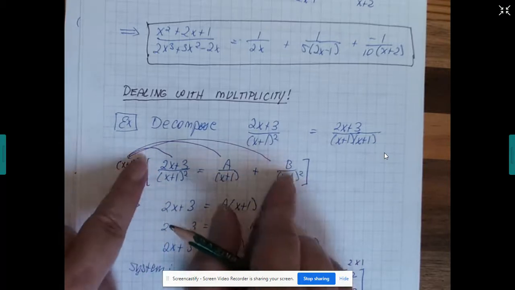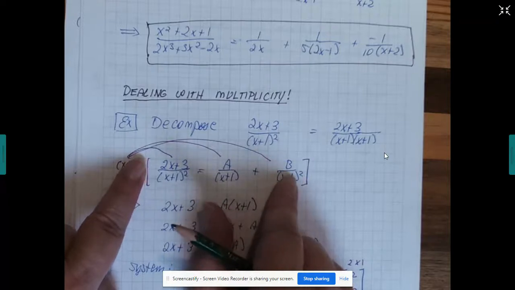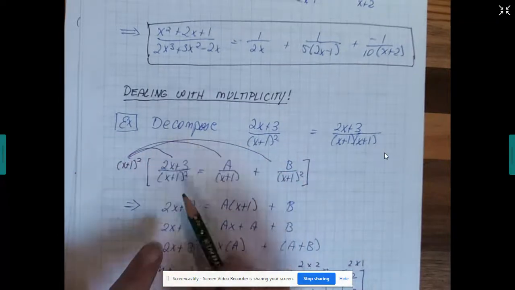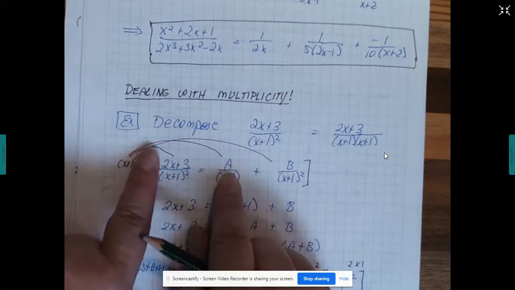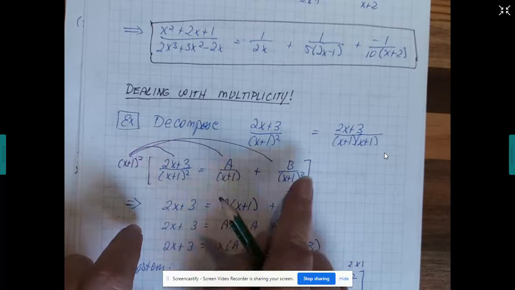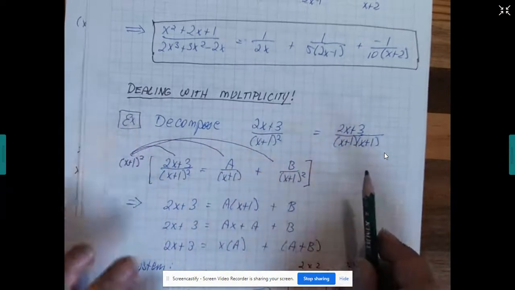x plus 1 squared divided by x plus 1 squared is equal to 1. Okay, so you're just left with 2x plus 3. Here, one of them cancels: a times x plus 1, and here they both cancel again, plus b.